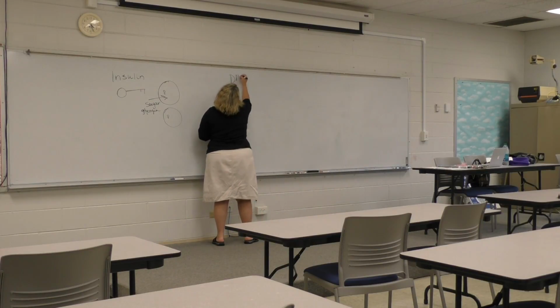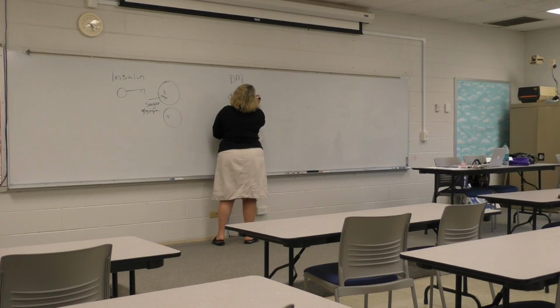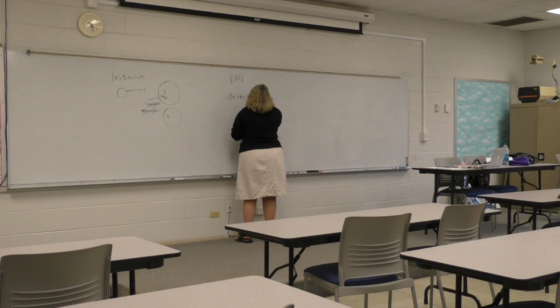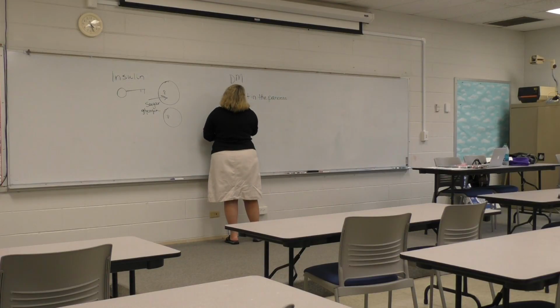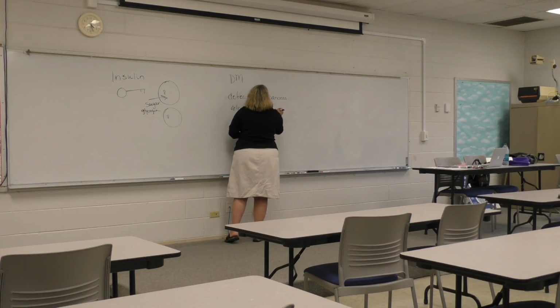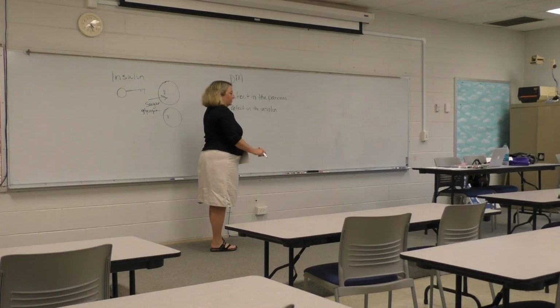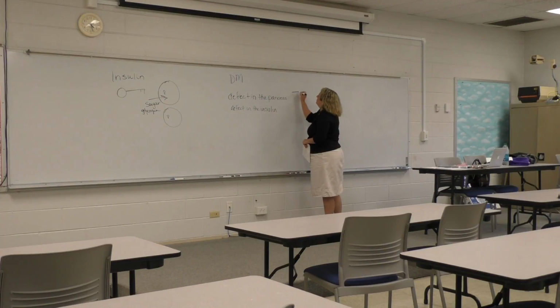So, diabetes, we either have a defect in the pancreas, or we have a defect in the insulin. Which type has the defect in the pancreas? Type 1. Who has the defect in the insulin? Type 2.